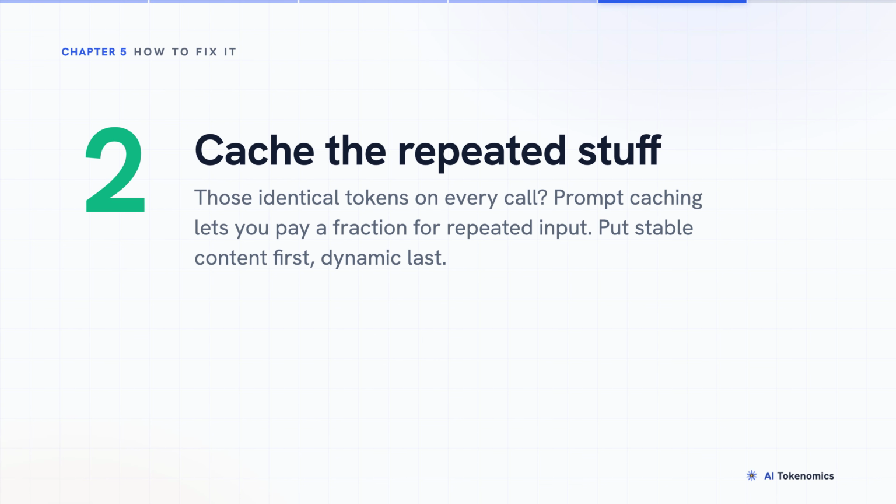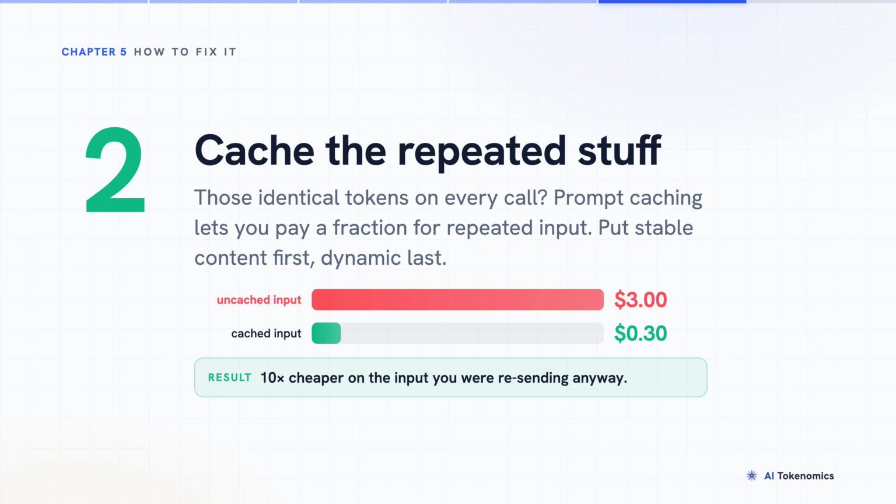Move 2. Cache the repeated stuff. Remember those 4,000 identical tokens on every call? Prompt caching lets you pay a fraction for repeated input. In our example, cached input runs 30 cents per million instead of $3. That's 10 times cheaper. Put the stable content first, the dynamic content last.